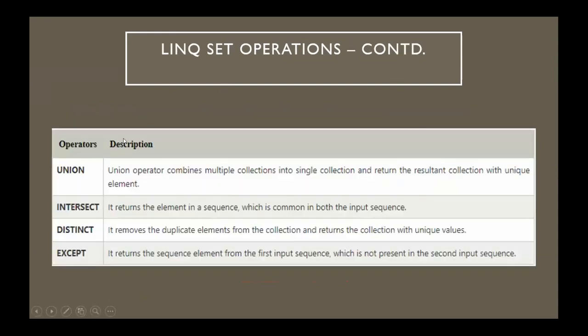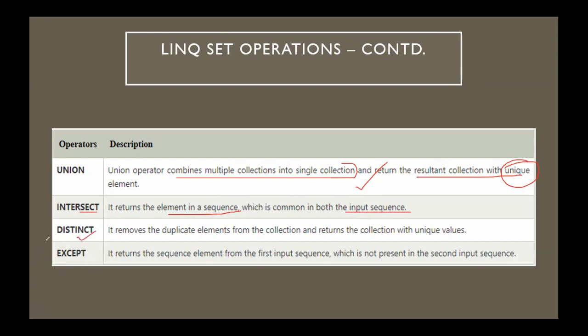And this is a table just to help you understand these operators. For example, the union operator will combine multiple collections into a single collection and return the resultant collection with unique elements. Important thing: it combines all the collections together with unique elements, no duplications. Intersect returns elements in a sequence which are common in both input sequences, common elements between two or more collections.